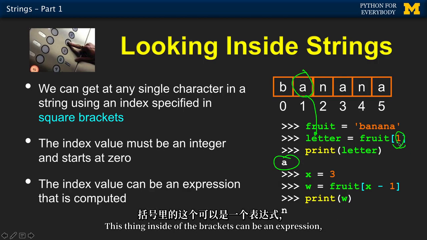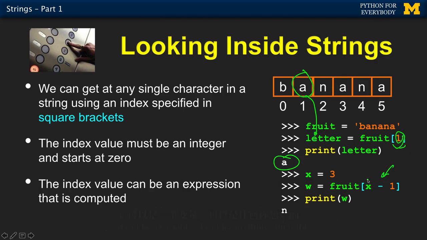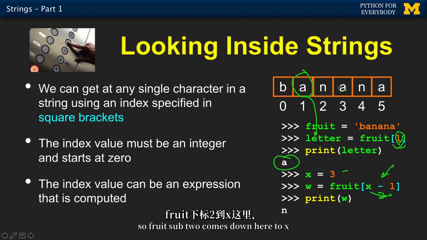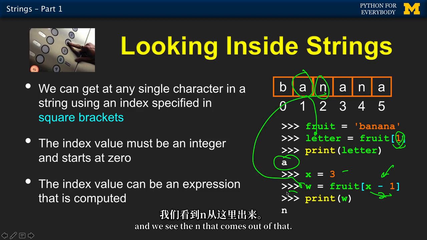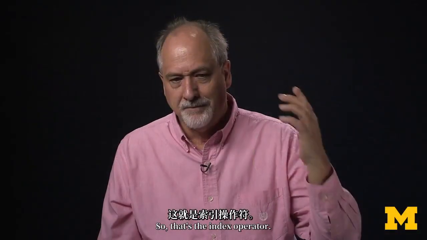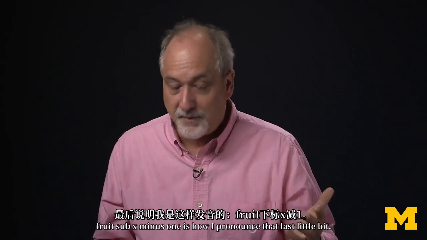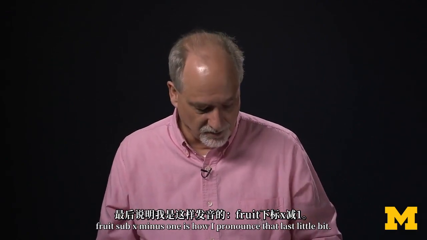This thing inside of the brackets can be an expression. It can be a variable. It can be anything you want. There's a constant. Here's an expression. X is 3. X minus 1, that becomes 2. So fruit sub 2 comes down here to X, and we see the N that comes out of that. So that's the index operator. We pronounce it as sub, you know, fruit sub X minus 1 is how I pronounce that last little bit.